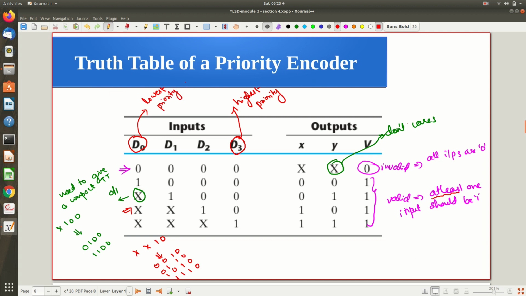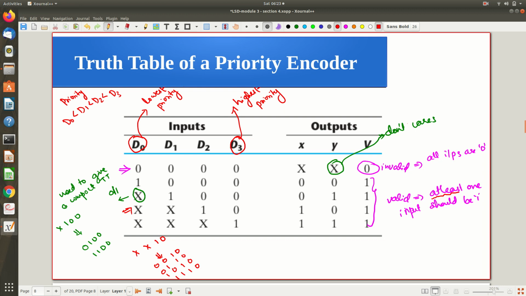So D0, if you are looking at the priority order, you can see that D0 has the least priority, D1 has more priority, D2 has much more priority than these two, and D3 has the highest priority, right? So that is the idea.